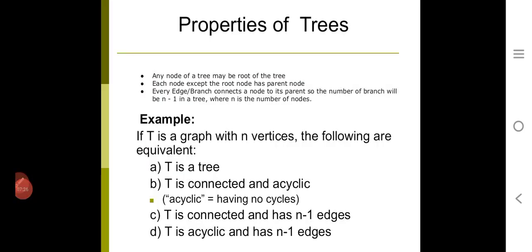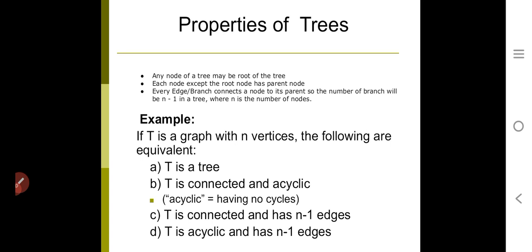An acyclic graph means there is no circuit in the graph. A graph that has no circuit is denoted as an acyclic graph. That means an acyclic graph has no cycle. Likewise, a tree is a connected and also acyclic graph. An acyclic graph contains n minus 1 edges. This is one of the properties.